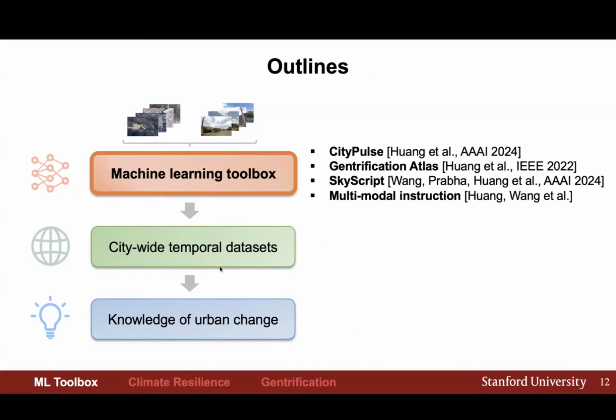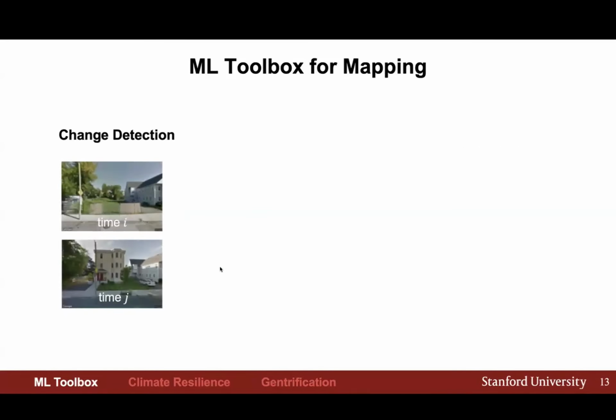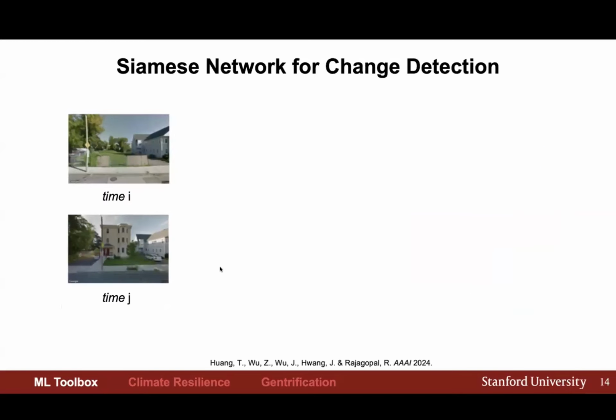I'll first start from the toolbox. So our toolbox has 3 major components. Number 1, change detection for street view imagery. Number 2 is neighborhood level aggregation. And number 3 is multimodal mapping. I'll explain this, first starting from the change detection.